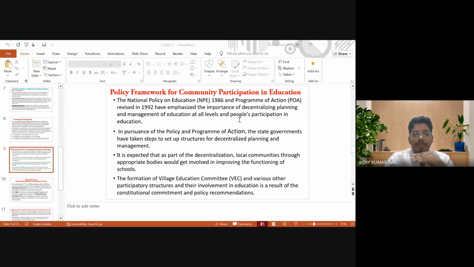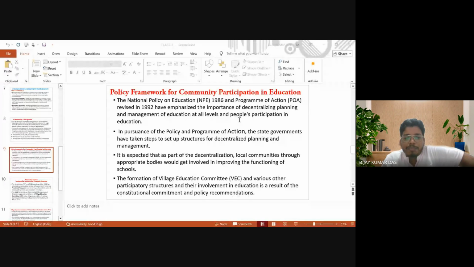If we go there again, the National Policy on Education NPE 1986 and the Program of Action POA revised in 1992 emphasized the importance of decentralizing planning and management of education at all levels. And people generally participate in the education. Participation of people happens when the new POA, program of action, came, when the state governments took steps to set up structures of decentralized planning and management, and thought about how it should be done properly.